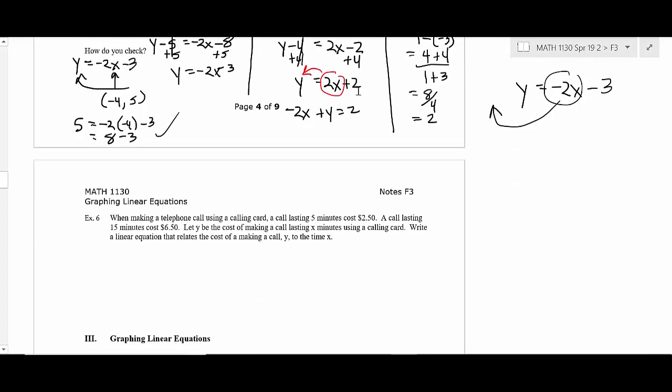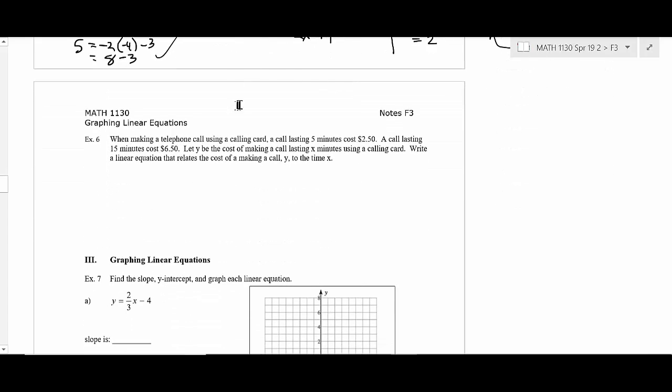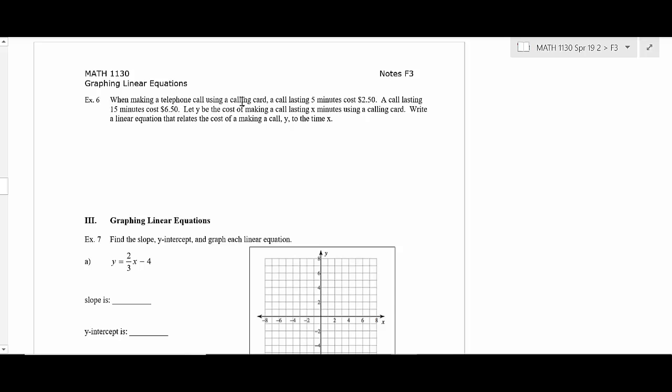Okay, so let's do this one. I'm just going to do an application of what I just did. And then we're going to get into the graphing and then probably one other application on this. So this would be an example of something that has a linear relation. This says if someone's making a telephone call, 5 minutes is going to give you this cost. So we have 5 minutes costs $2.50.